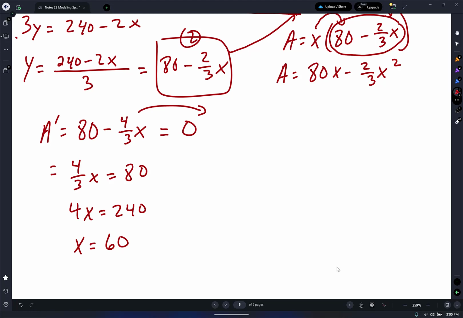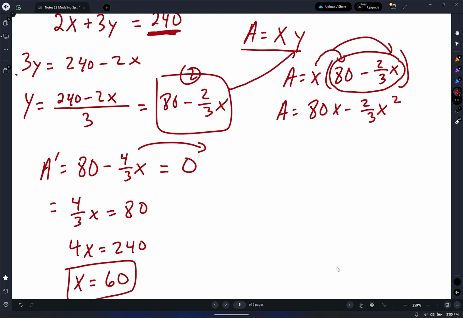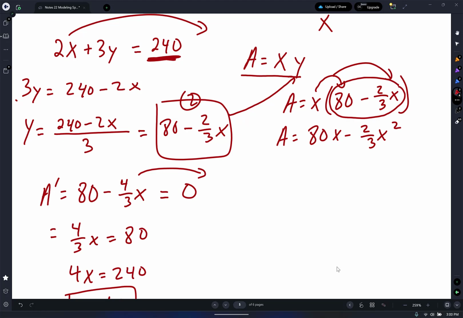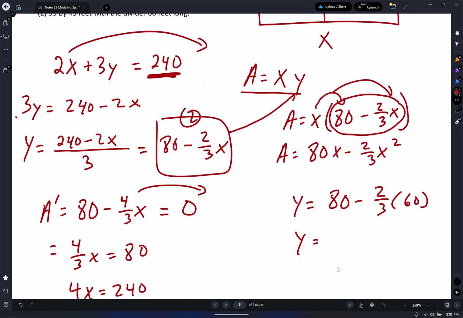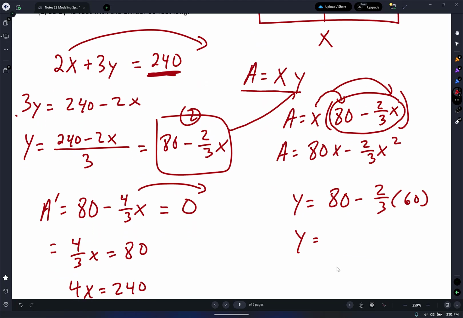Am I shocked that it's the only one? No, this is the one that gives you your max area, guys. It has to. It must. Okay, because x is 60, can I get my y now? Yes, I said that y was equal to 80 minus 2/3 of x. So y equals 80 minus 2/3 of 60. 3 goes into 6 2 times, 2 times 20 is 40, 80 minus 40, 40.